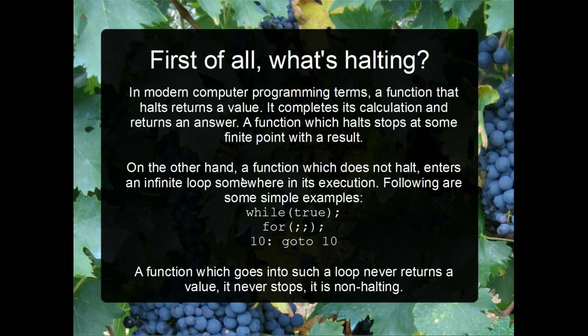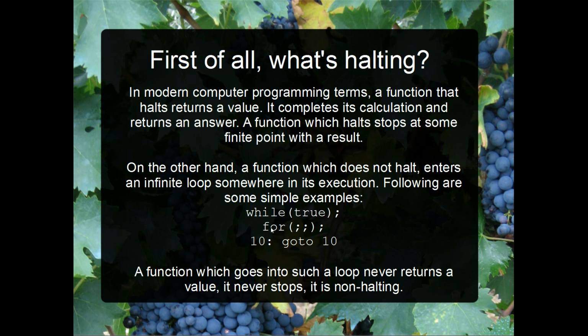Okay, so on the other hand, a function which doesn't halt enters an infinite loop somewhere. Somewhere in its execution it starts a loop, and it's theoretically never going to leave that loop. It'll just keep going round and round in circles, and it'll never give us an answer. So a few simple examples of infinite loops are, the top two here are C-type languages. So while true, that's an infinite loop. The CPU will just read that and go round and round in circles forever until, you know, the silicon dies and your computer turns to dust.